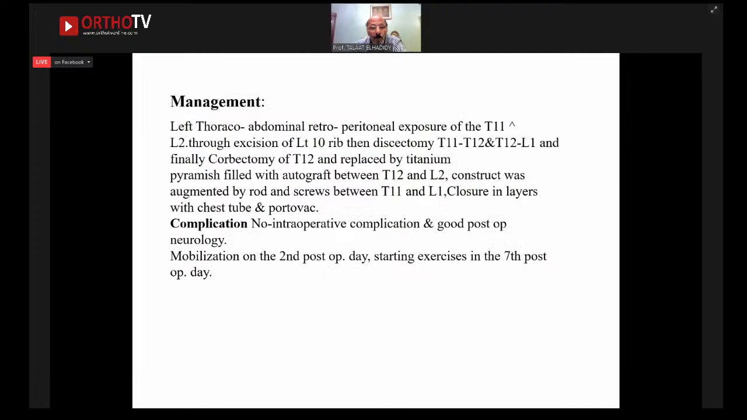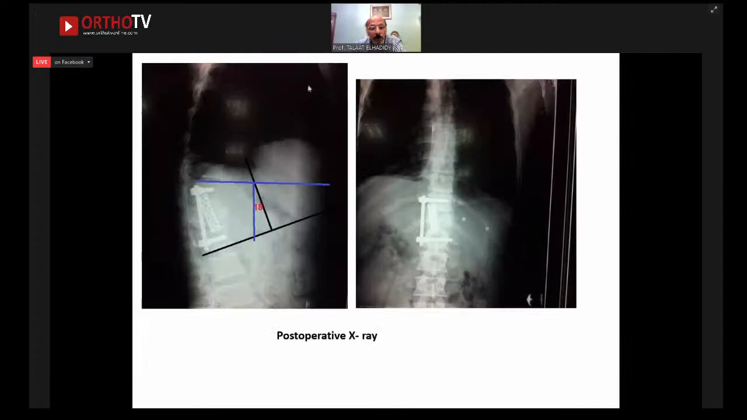Management through left thoracoabdominal approach. Corpectomy was done. A Pyramesh was applied. No intra-op complication, good post-op neurology. We start mobilizing the patient the second day and exercising on the fifth post-op day. The correction down to 18 degrees in the lateral view, as you can see here, and in the AP, good alignment.